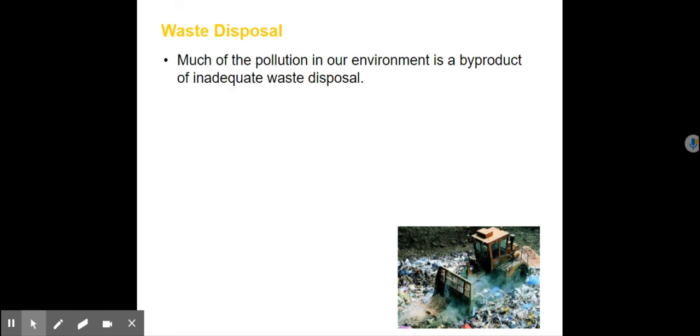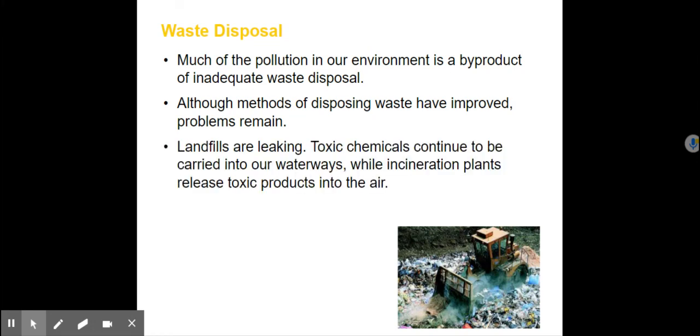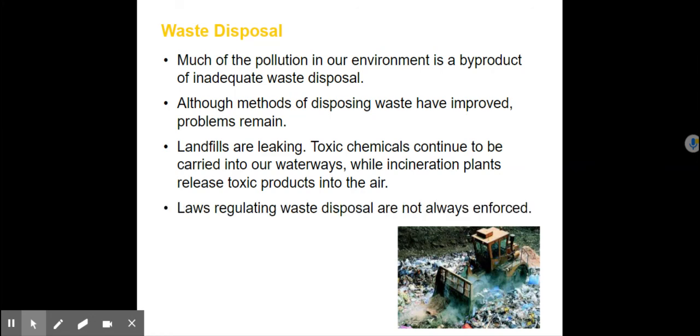Waste disposal. Much of the pollution in our environment is a byproduct of inadequate waste disposal. Although methods of disposing waste have improved, problems remain. Landfills are leaking. Toxic chemicals continue to be carried into our waterways, while incineration plants release toxic products into the air. Laws regulating waste disposal are not always enforced.